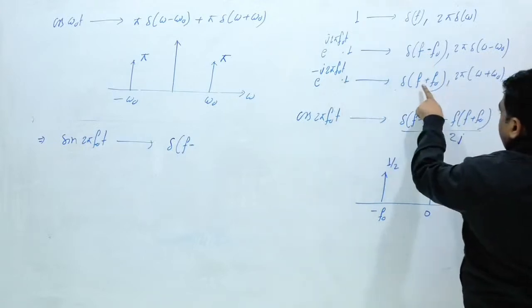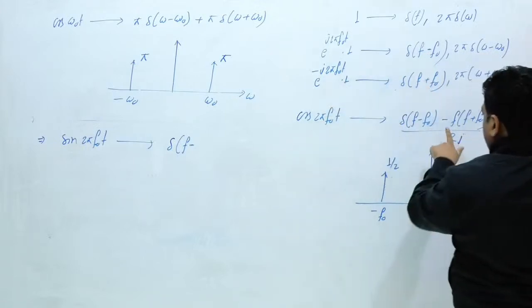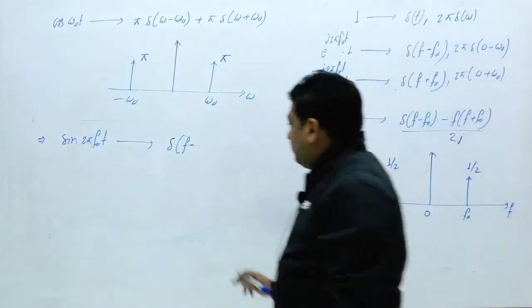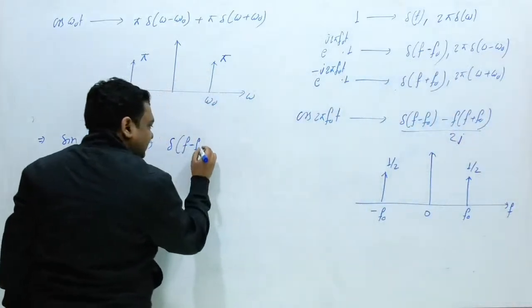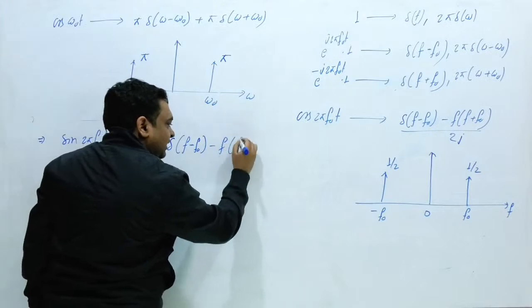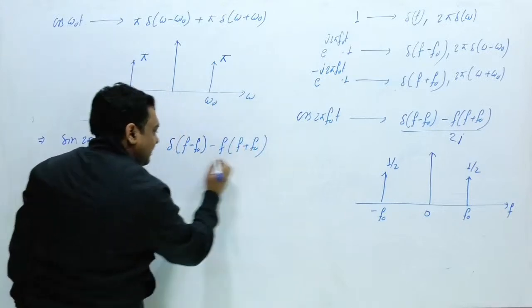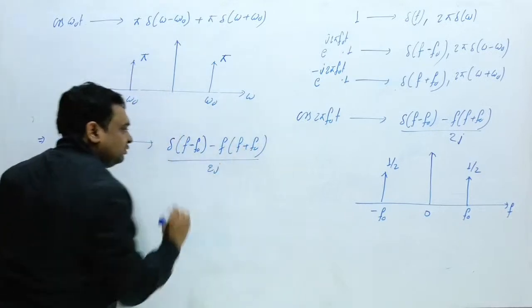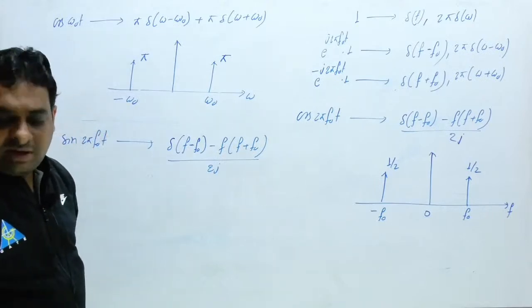This Fourier transform is positive here, and the second term will be the negative term. So you have to concentrate here. Del f minus f0 minus del f plus f0, divided by 2j. This is the Fourier transform of sine omega 0 t.